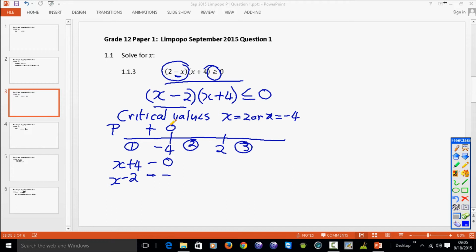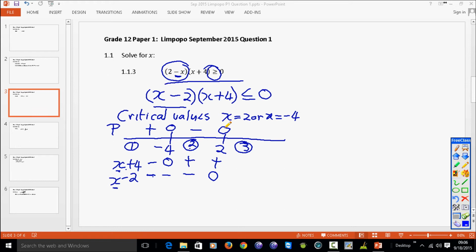If you choose any number in region number 2, which is something like 0, a nice number to work with, substitute the x by 0, then you get a positive answer. Substitute the x by 0 in the next factor and you get a negative answer. Positive times negative gives you a negative answer. When you reach the other critical value and you substitute it in this factor, you get a positive answer. If you substitute it in the second factor, you get 0. 0 times anything is 0.